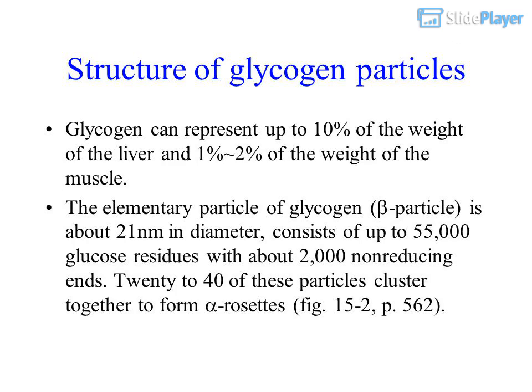Structure of glycogen particles. Glycogen can represent up to 10% of the weight of the liver and 1% to 2% of the weight of the muscle. The elementary particle of glycogen, the beta particle, is about 21 nanometers in diameter and consists of up to 55,000 glucose residues with about 2,000 non-reducing ends. 20 to 40 of these particles cluster together to form alpha rosettes, figure 15.2, p. 562.